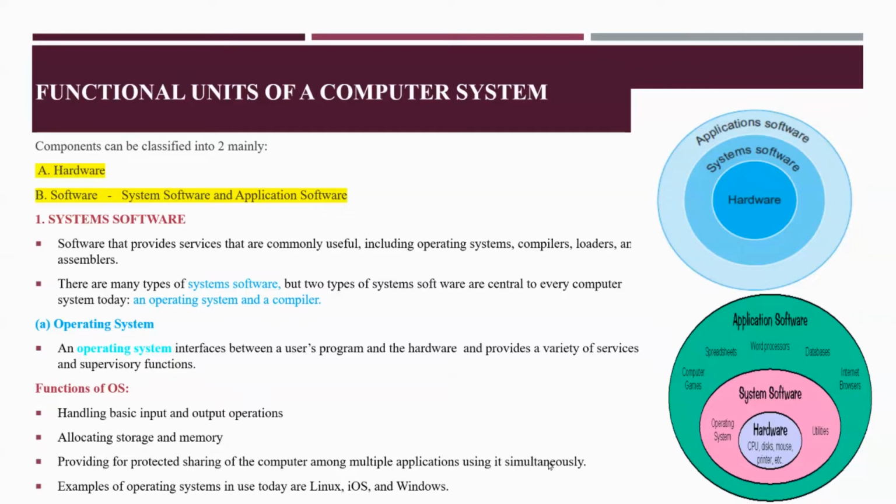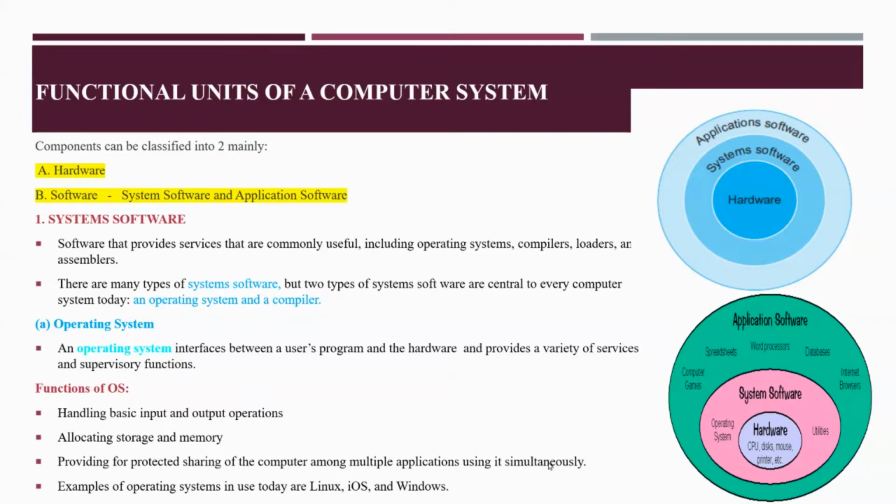So what does this operating system basically do? The three main functions of an operating system are, first, it handles the input and output operations. Whatever input you give to the computer, it handles it, and it provides the output functions. So it handles the basic input and output operations. That is the first important function of an operating system.